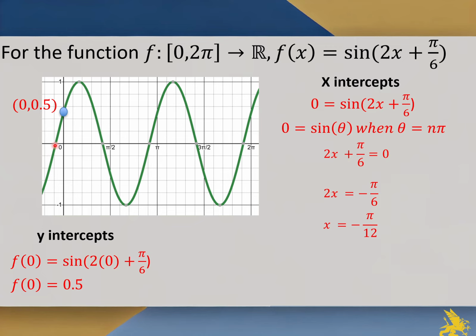Now again, we need to be thinking about half of our period. Our period's pi, so half is pi over 2. That means we are adding and subtracting pi over 2 each time to get to our next point. I could make this a rule and go n pi over 2, where n is whatever intercept I am wanting. So that gives me x is equal to 5 pi over 12, and then I will do the same thing. 5 pi over 12 plus pi over 2 will give me 11 pi over 12, and I'll keep on doing this.